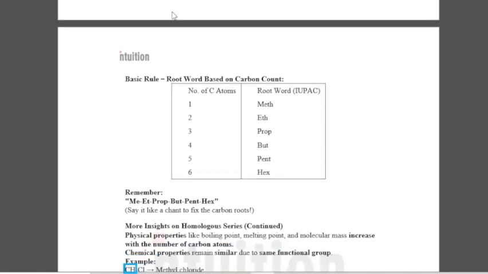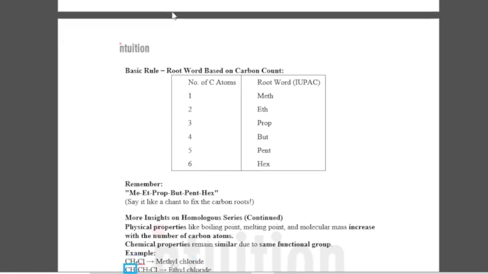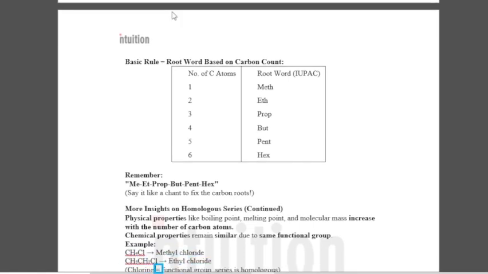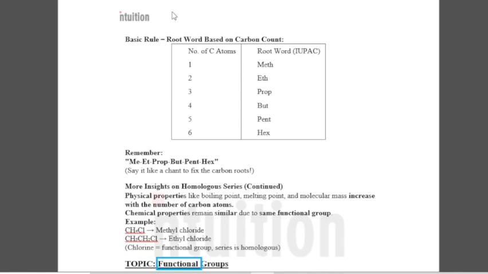Example: CH3Cl is methyl chloride, and C2H5Cl is ethyl chloride. Chlorine is the functional group. The series is homologous. Topic: Functional groups.